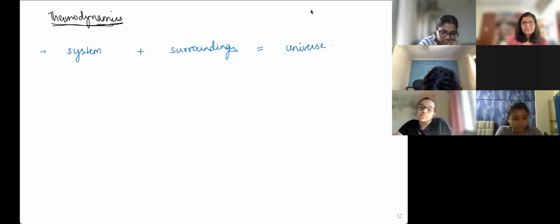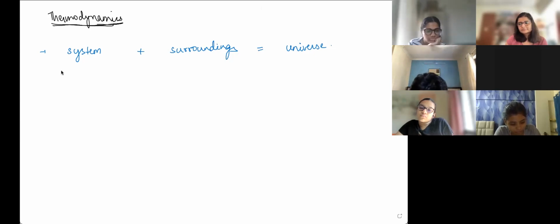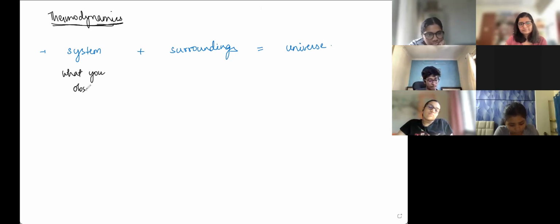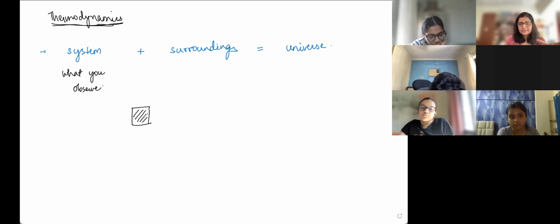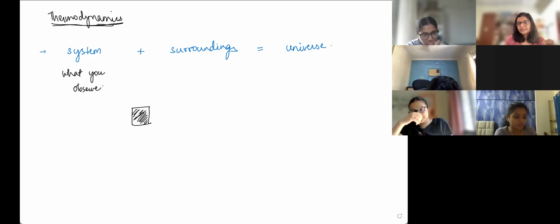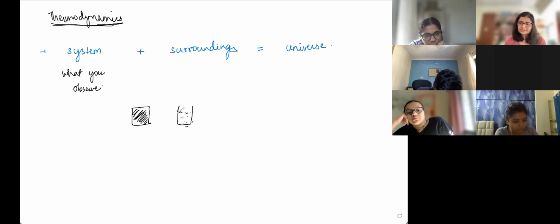Okay, so system is basically what is being observed. So if you're looking at the reaction of the hand warmer, then that packet of the hand warmer, the chemicals inside it, that is the system. If you're looking at the heat changes of water turning into steam, like suppose you're heating it in a test tube or a beaker, then that container is the system. So system is what you're observing and studying. Surrounding is everything else around it.